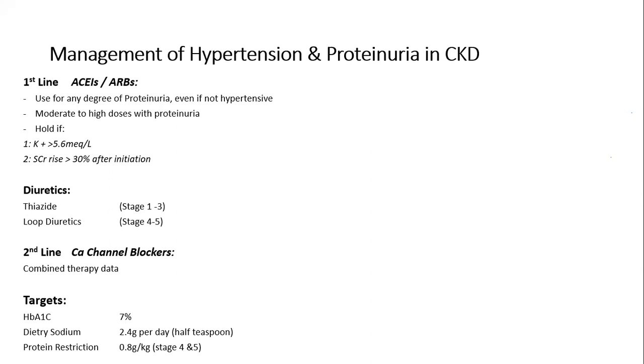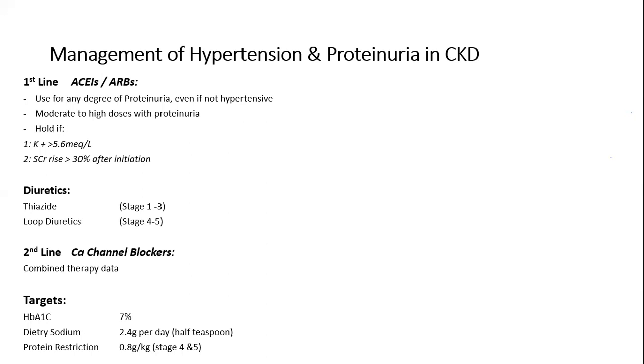But if there is hypertension and proteinuria with CKD, the other choices that can be add-ons are diuretics: thiazides for stage 1 to 3, since we can afford that, and loop diuretics for stage 4 to 5, severe cases. Second line are the calcium channel blockers, the non-dihydropyridine ones. The dihydropyridine types like nifedipine worsen proteinuria. There has been conflicting evidence with that. So the non-dihydropyridine ones can be considered as a second line if you somehow cannot give an ACE inhibitor or an ARB.